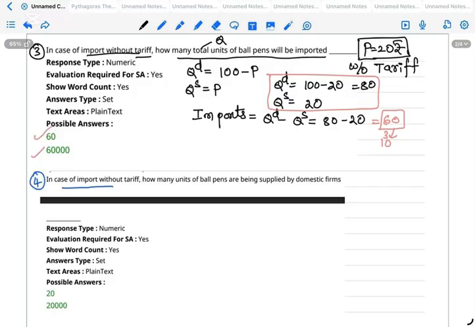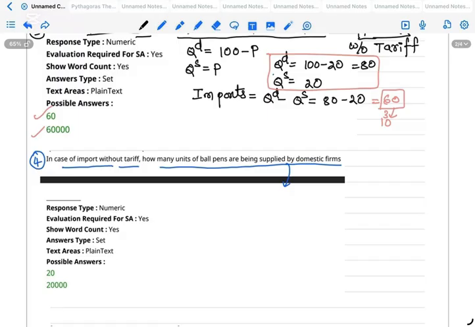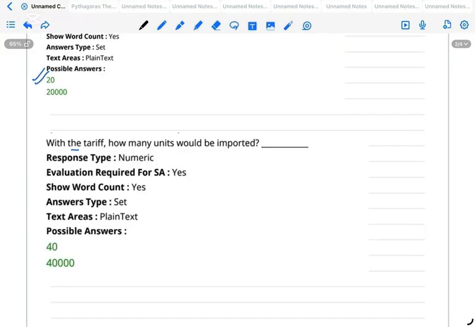In case of imports without tariff, that is how many units of ball pens are being supplied by the domestic producers, that is quantity supplied. Quantity supplied we already calculated, QS equals P equals 20 rupees, multiplied with 1000, 20,000. With the tariff given as 10 rupees, how many units would be imported?